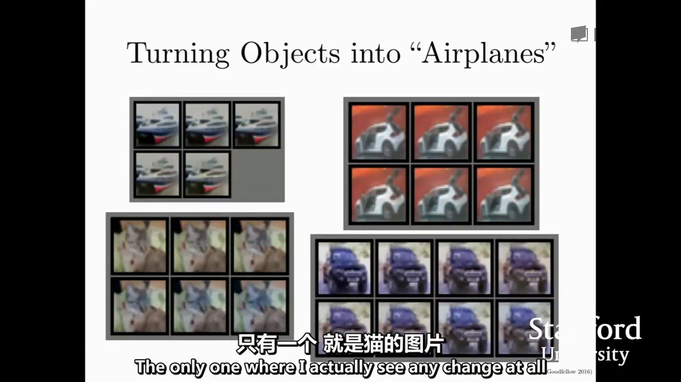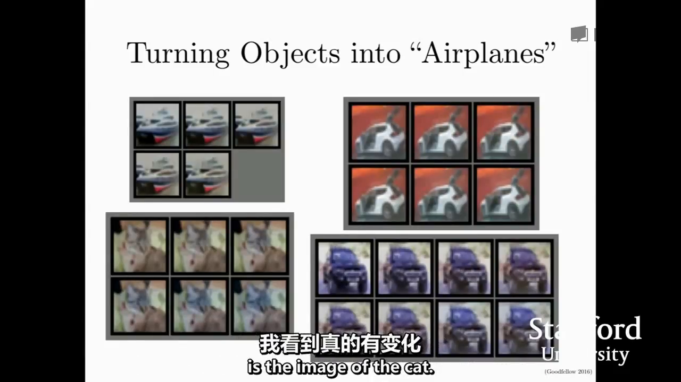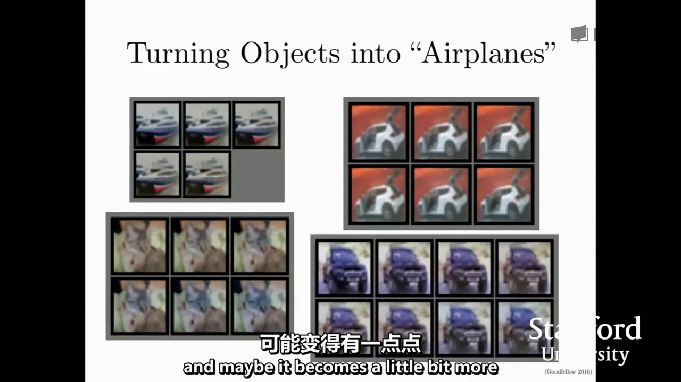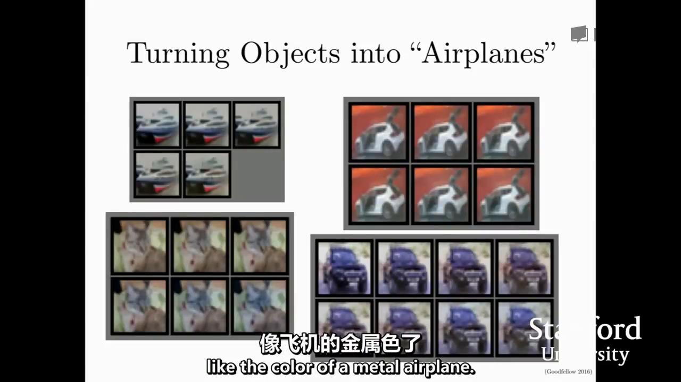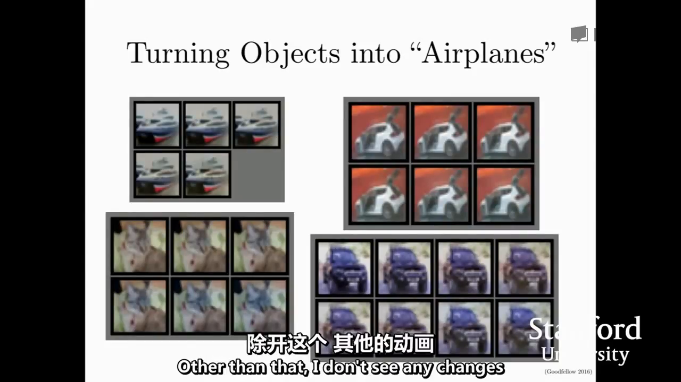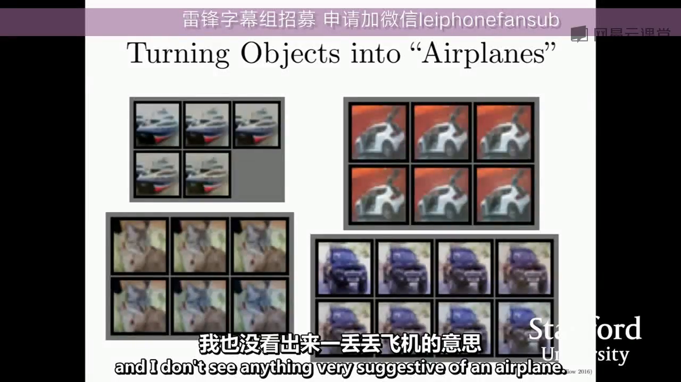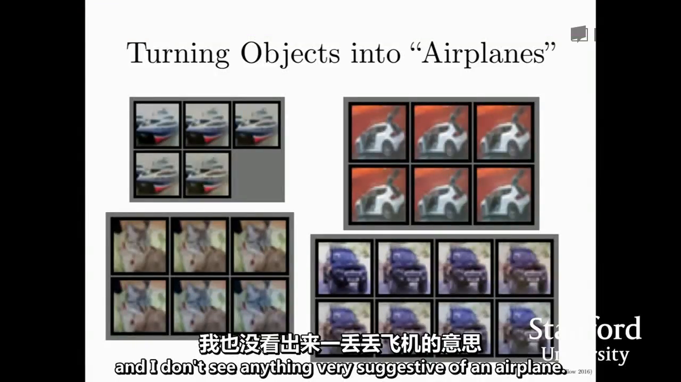The only one where I actually see any change at all is the image of the cat. The color of the cat's face changes a little bit, and maybe it becomes a little bit more like the color of a metal airplane. Other than that, I don't see any changes in any of these animations, and I don't see anything very suggestive of an airplane.